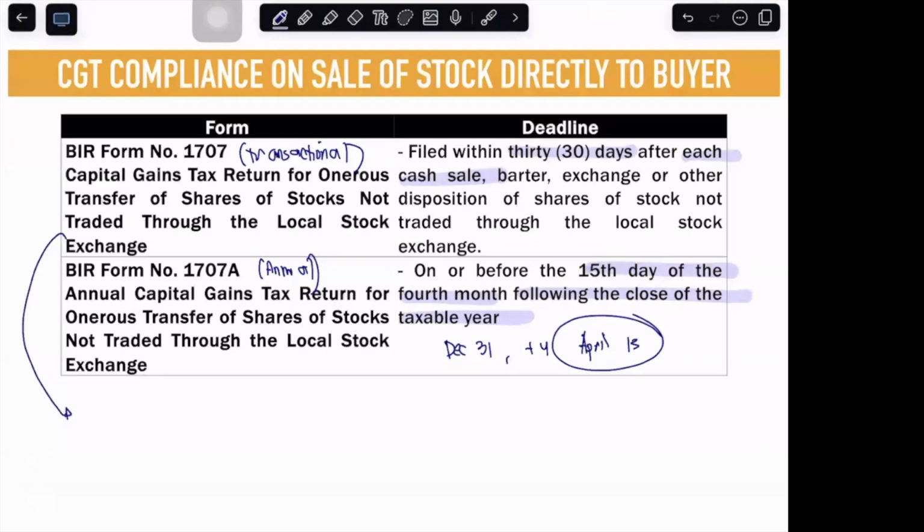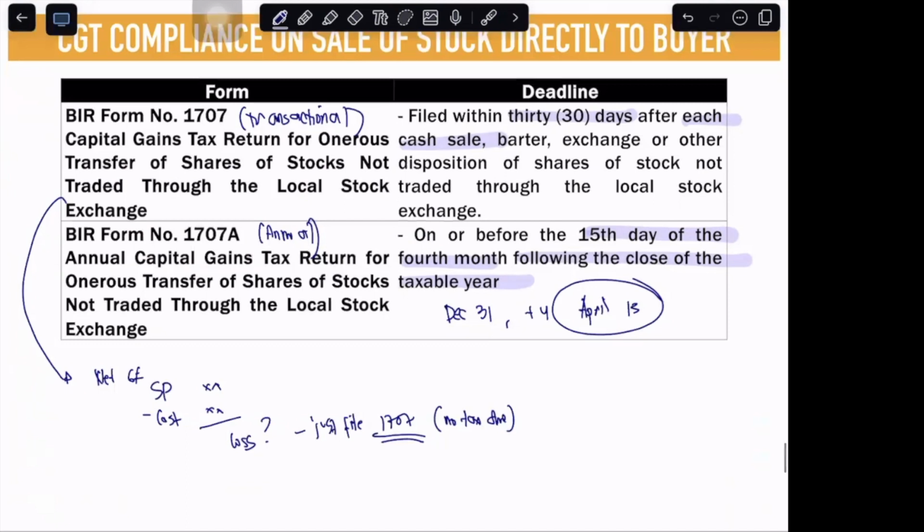Now, sir, question, what will happen on your transactional? We said that we need to get the net gain. So how do we get the net gain? Selling price less the total cost, right? So what if it is a loss? If it is a loss, just file Form 1707, but there will be no tax due. So what will happen is you will carry it over at the next gain transaction.